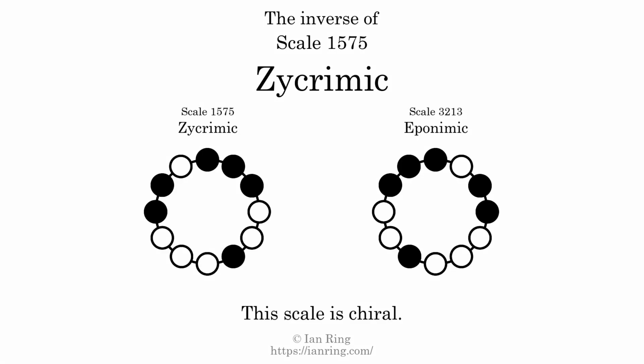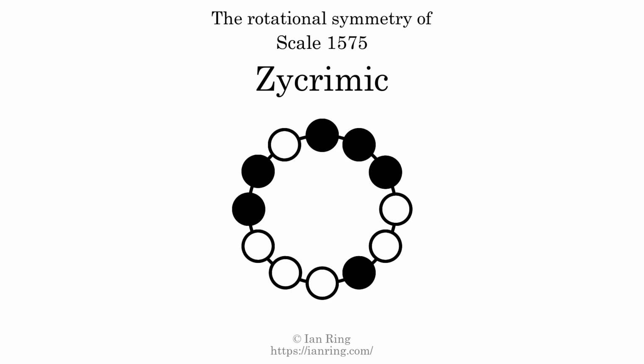The inverse of a scale is a mirror image. It is what you get when the sequence of intervals is reversed. The inverse of this scale is scale 3213, also known as eponymic. This scale is chiral. It cannot transform into its inverse by rotational transformation. This scale has no rotational symmetry.